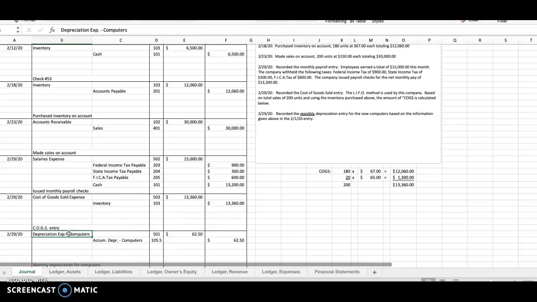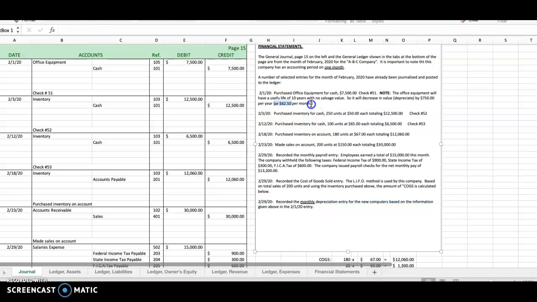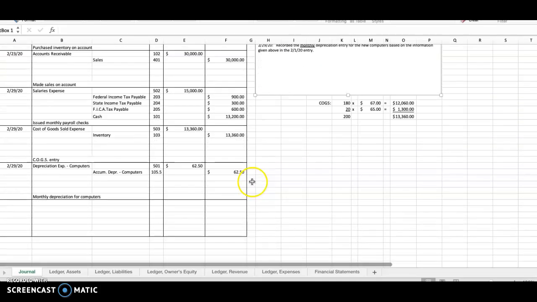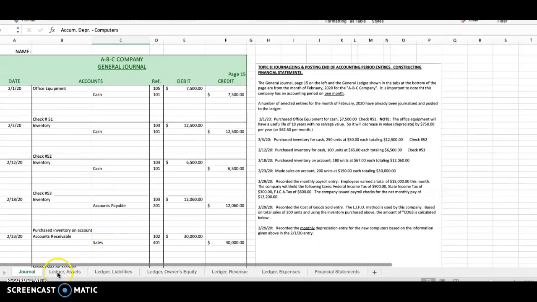And the last one gets into the topic 8 information, and this is the depreciation. So at the end of the month, we need a monthly depreciation entry based on those computers, that office equipment that we purchased way back on February the 1st. And we figured up above that this amount per month was $62.50, and that's the entry we have to put in. We debit depreciation expense for computers, in this case our office equipment, and we credit accumulated depreciation by the $62.50. So those are the journal entries.